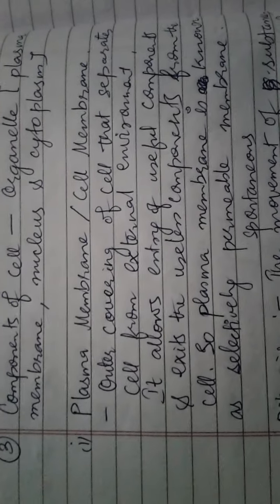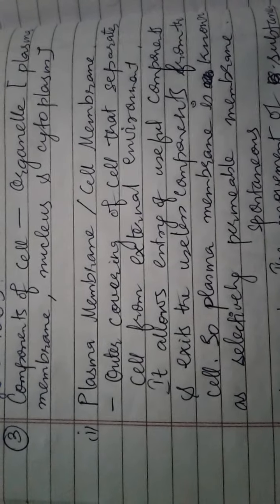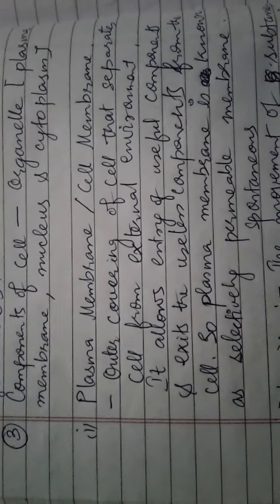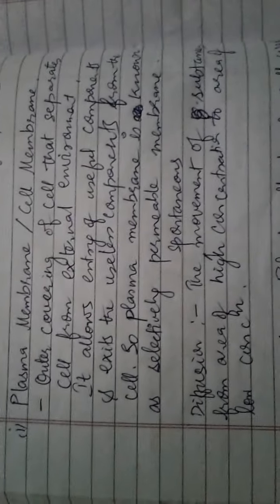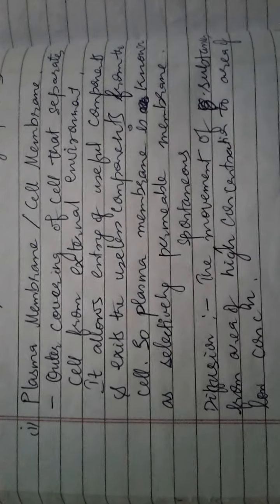The next topic that we have is the components of the cell. A cell comprises the plasma membrane, nucleus and cytoplasm. Let me explain each one of these. The first thing I am going to explain is the plasma membrane.